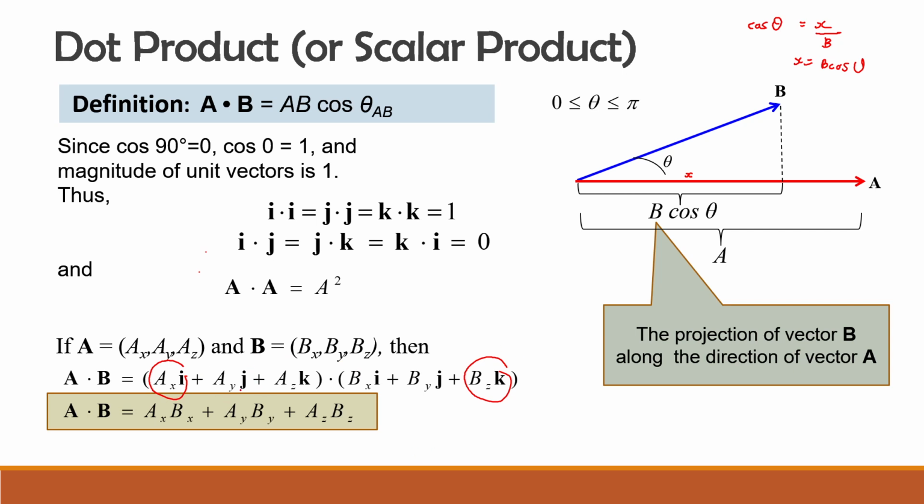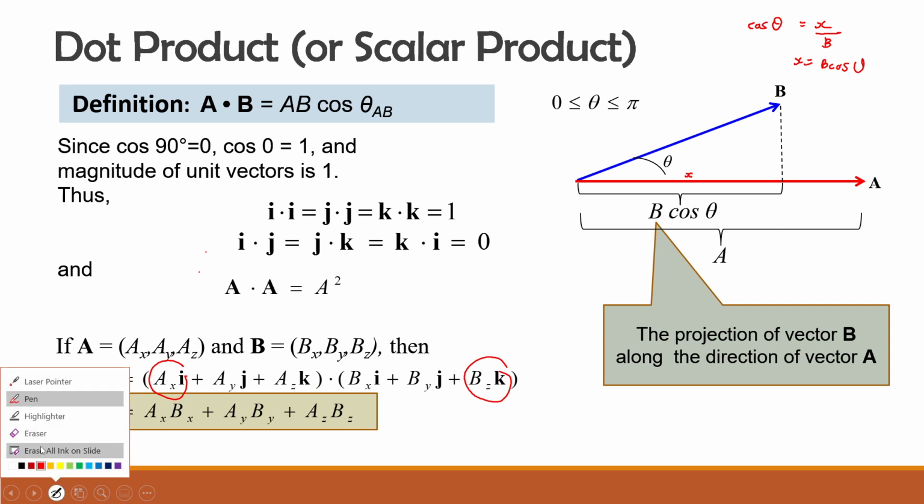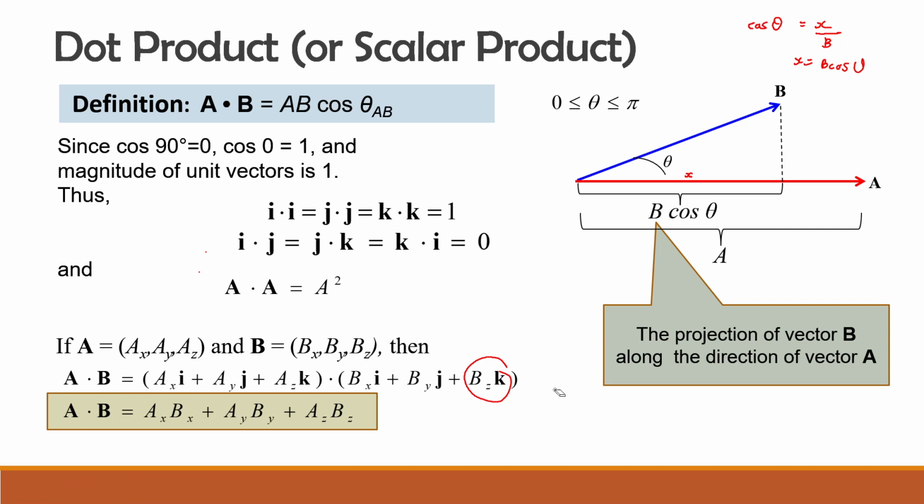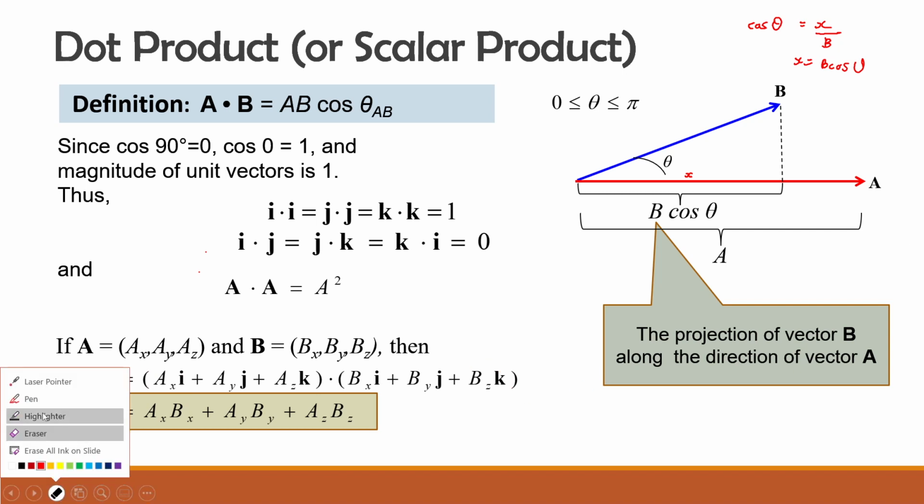Similarly, if you take AY J dot with component I, it will be 0. So only J dot J is 1, that's why you have AY multiply with BY. Component K, if you dot with I or component J, the result is 0. That's why it's only AZ dot BZ. K dot K is 1, so the result is AZ multiply BZ. That's why for the dot product, the result is a scalar, and it's very easy.